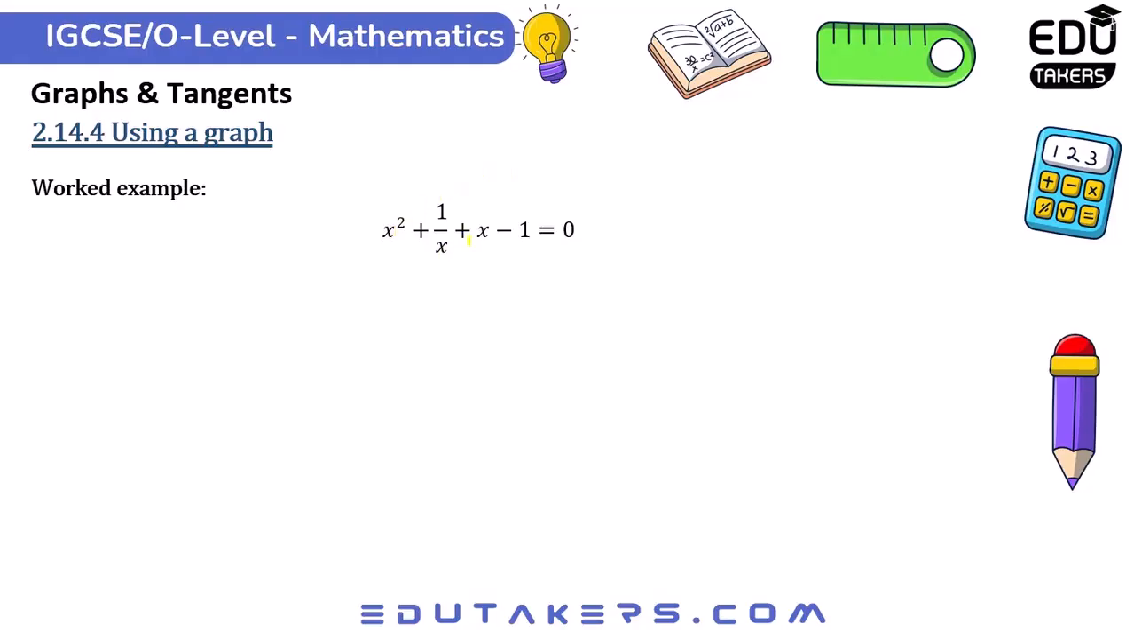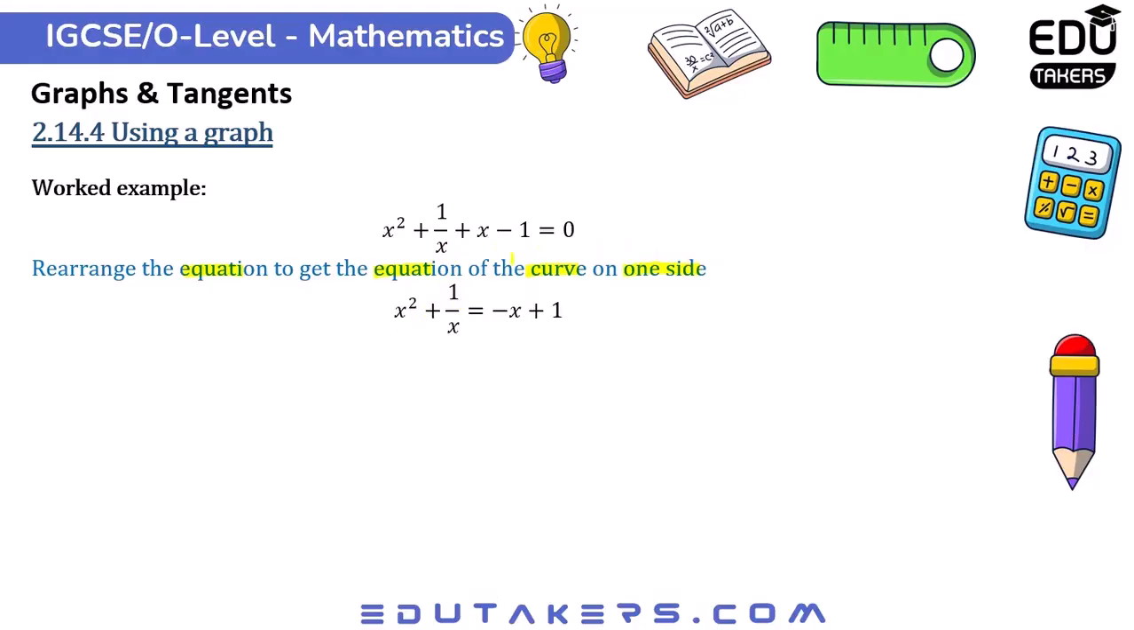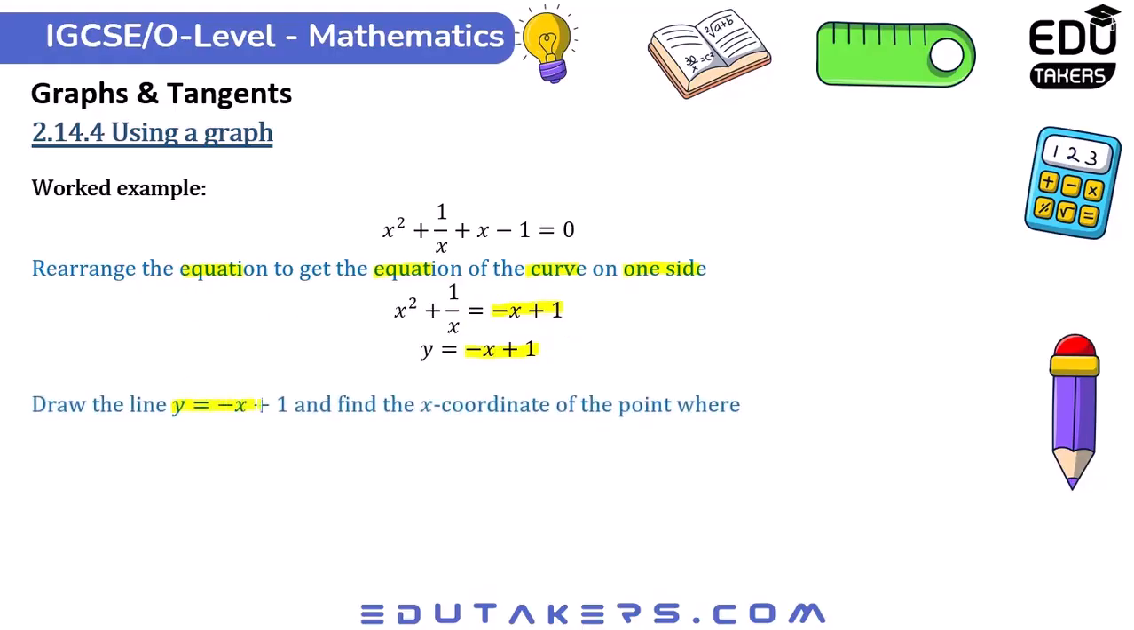B: x squared plus 1 over x plus x minus 1 equals 0. Rearrange the equation to get the equation of the curve on one side. So x squared plus 1 over x equals negative x plus 1. Now y equals negative x plus 1. Draw the line y equals negative x plus 1 and find the x coordinate of the point where y equals negative x plus 1 intersects the curve y equals x squared plus 1 over x.